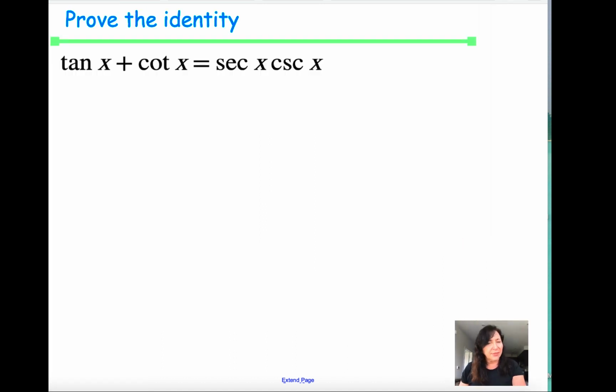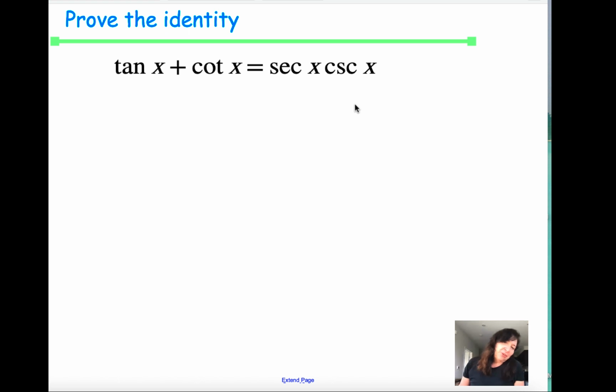I think this is the last problem. It is. All right. For this problem, pick what you want to do: you want to do the left side, you want to do the right side. On the right side, I am going to end up with 1 over secant, that's going to be 1 over cosine, and cosecant is 1 over sine. So ultimately, that's what I want to get, right? But let's do the left side, because that looks like a little bit trickier.